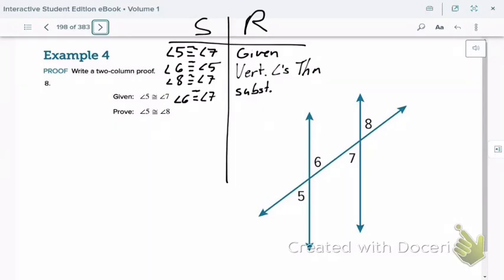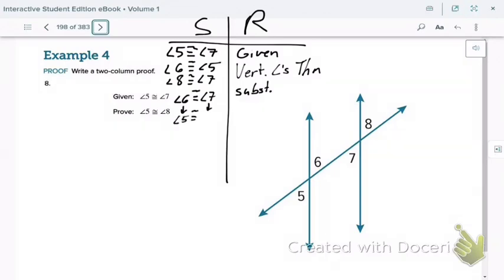5 and 6. But I can't just substitute 6 for 5. Well, yeah, I could. Kate, yes, you could, right? So I could substitute here. Instead of writing 6, I can write what 6 equals. Yeah, 6 equals 7. I know that, right? But I'm trying to get to this. 6 equals 5. So let's go ahead and write that. I do know that.